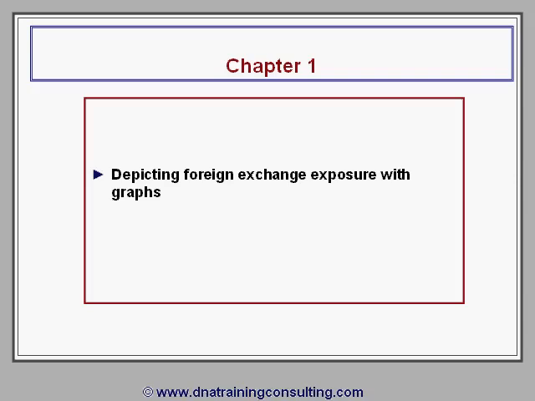This chapter 1 teaches you how to depict an FX exposure by means of a simple graph, and how to explain and quantify the consequences of leaving the exposure unhedged. We begin by taking the simplest of all FX exposures, one that arises in the ordinary course of a company's international trade operations.